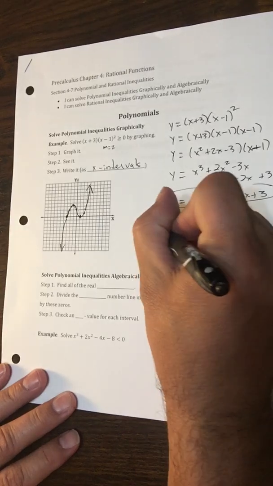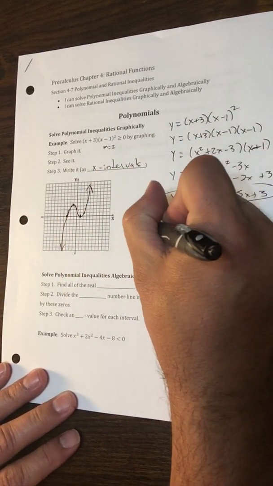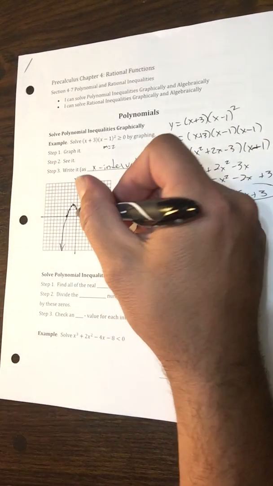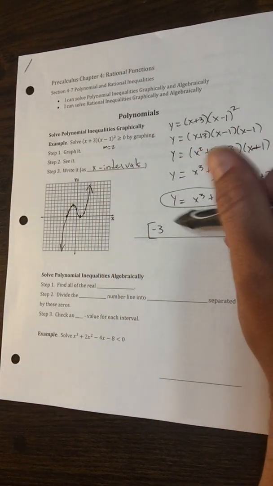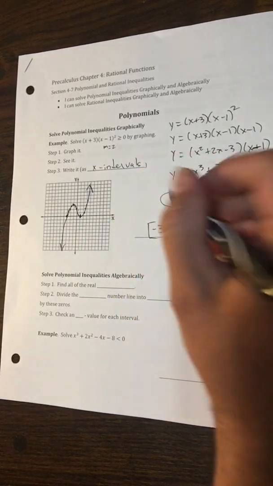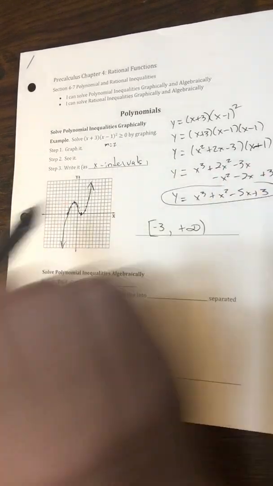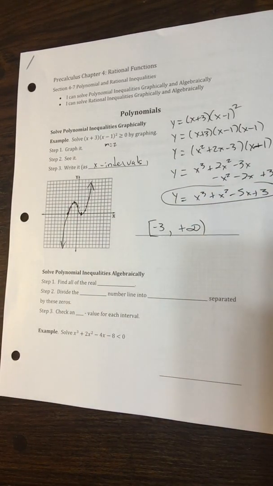So it starts at negative 3. It's greater than or equal to 0, so that actually counts. I'm going to put a bracket around it. And then it goes to 1, and when it gets to 1, it's actually equal to 0, and then on the other side it's positive, so I'm just going to say this goes all the way to positive infinity. Graph it, see it, write it.